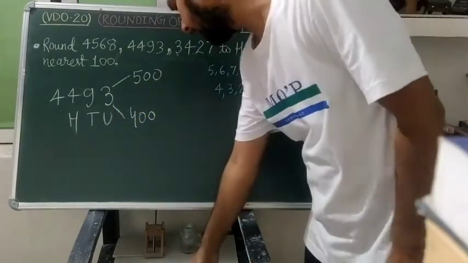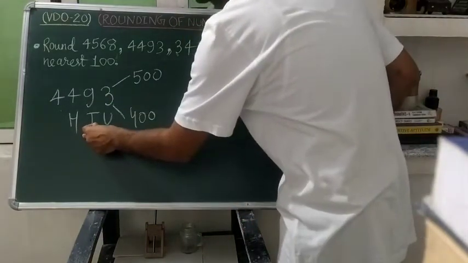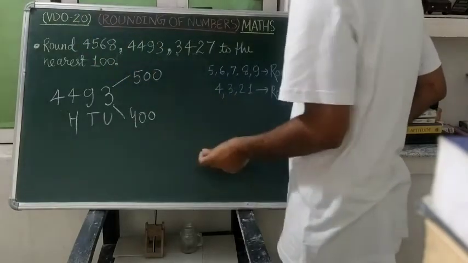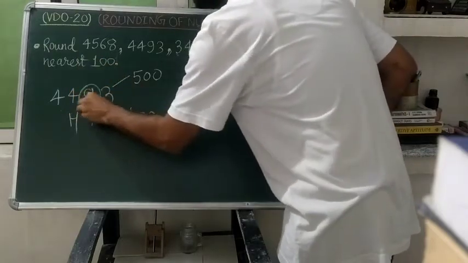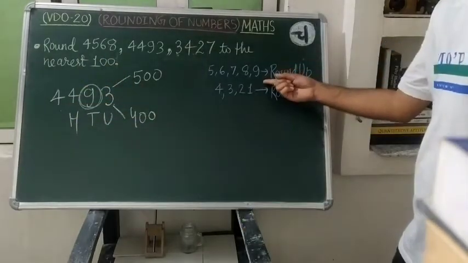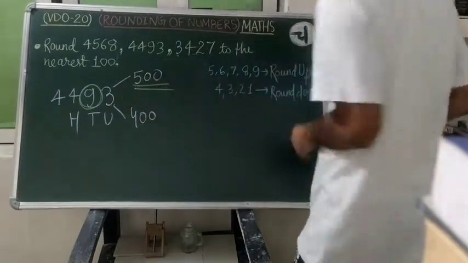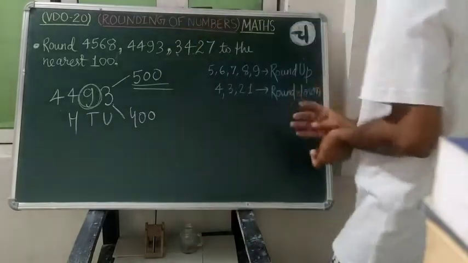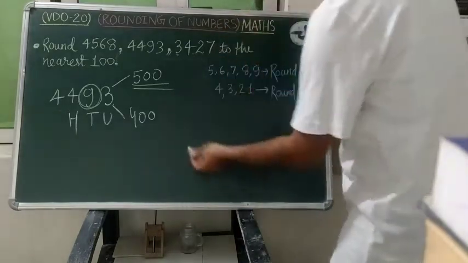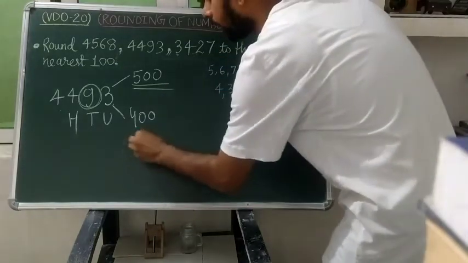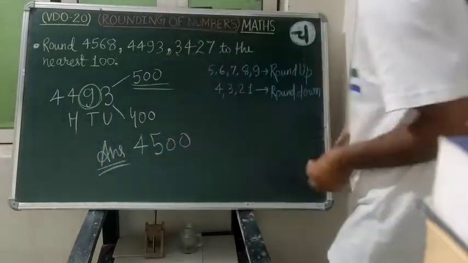And after reading the multiple, we will select the number present at the right side of the place. So the place is 100. On the right side of it, 9 is present. And for 9, what will we do? Round up. So we will select what? 500. And you will not give 500 as your answer. You will say that now the number will become 4500 will be your answer.